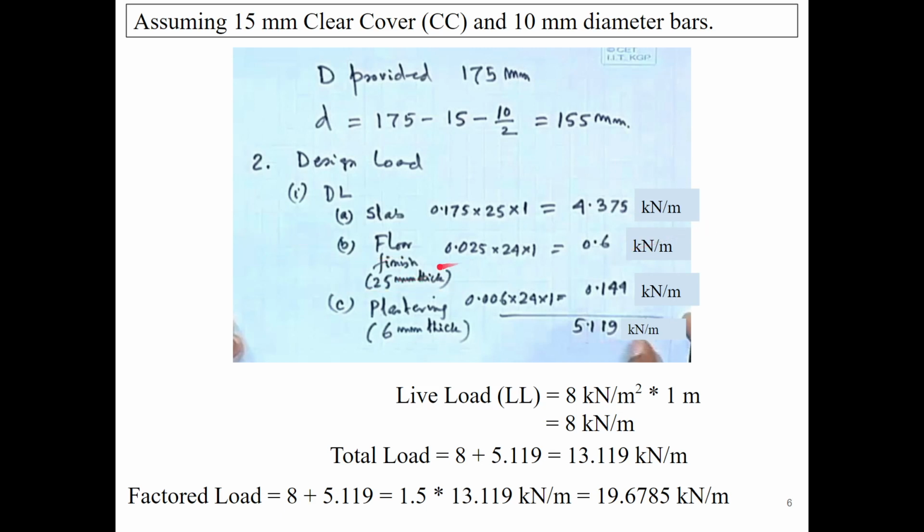Similarly, floor finish will be 0.025 into 1 into 24, which comes out to be 0.6 kilonewton per meter, and plastering will be equal to 0.006 into 1 into 24, which comes out to be 0.144 kilonewton per meter. Adding all these three, we get a value of 5.119 kilonewton per meter, which is the dead load.